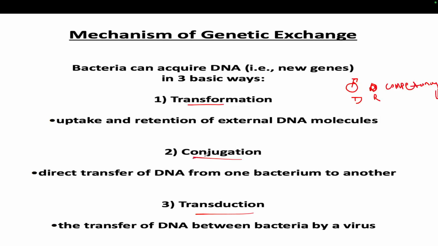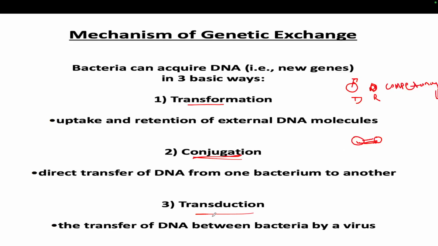And the second one is conjugation. Conjugation is the uptake and retention of external DNA molecules. In conjugation, the donor cell and recipient cell should be in contact with each other; only then is conjugation possible. They should be in close proximity so that they can produce the sex pili between them, so that the gene will flow from this cell to this cell. That is called conjugation. This is the direct transfer of DNA from one bacteria to another bacteria, but it requires close proximity to each other.